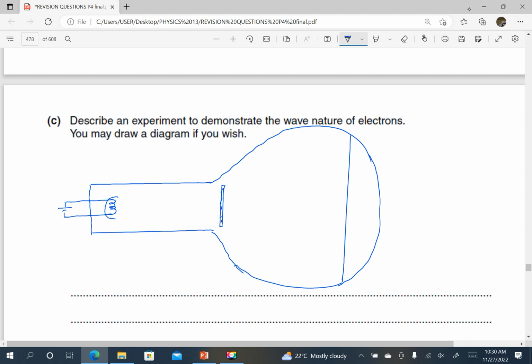So here I will have a thin layer of graphite. Electrons are going to be produced by thermionic emission, that is heating the cathode. Let's say a beam of electrons is emitted and directed towards the thin layer of graphite. We need something to accelerate these electrons, so I'll add an anode somewhere here.